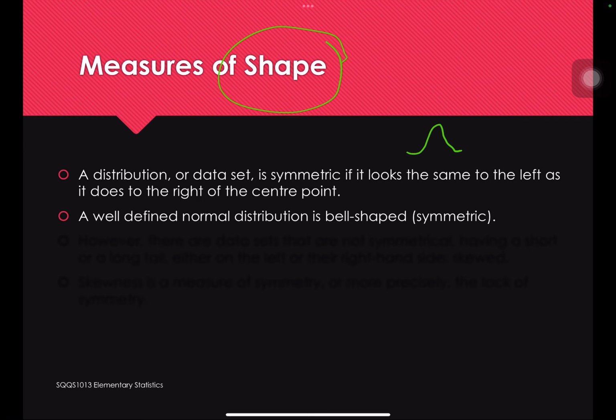A well-defined normal distribution is a bell-shaped curve. So this one is symmetric, this one we call bell-shaped curve. Do you know the bell? The shape is like the bell. So bell-shaped curve is symmetrical too.